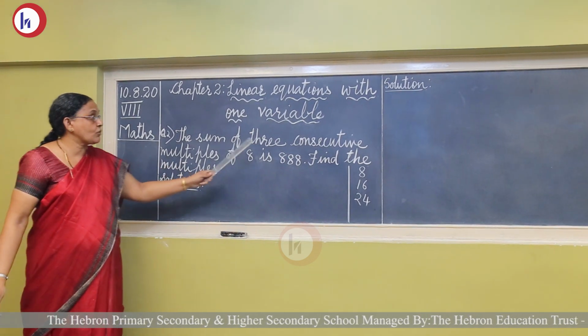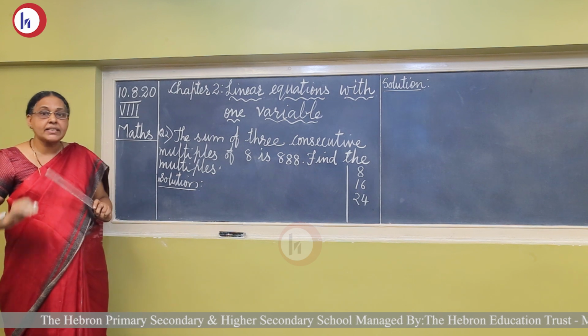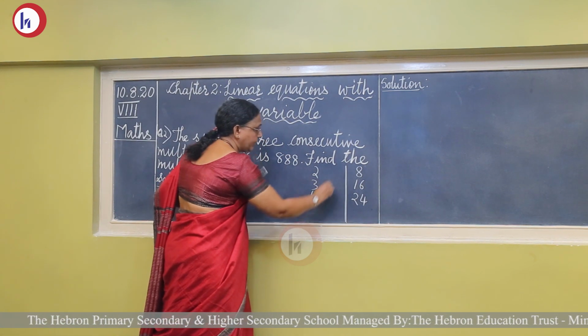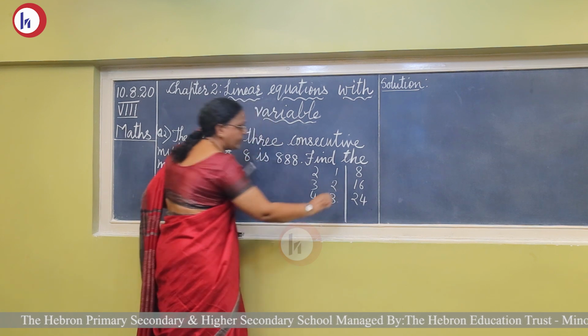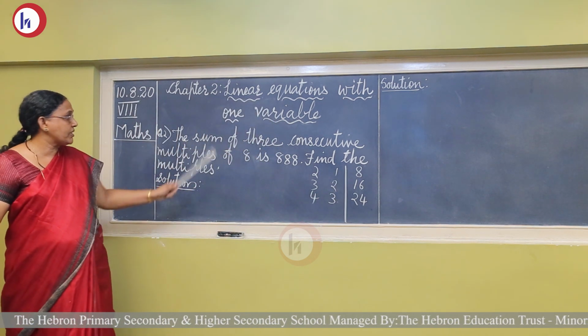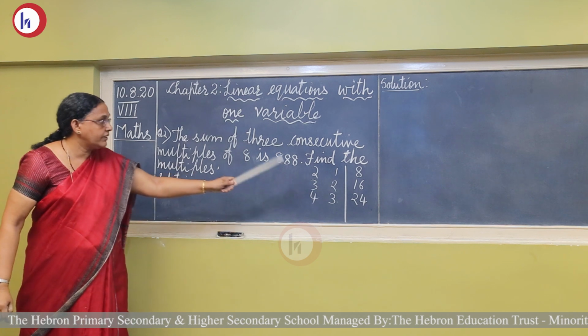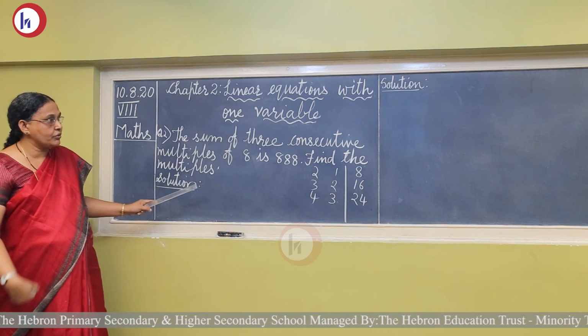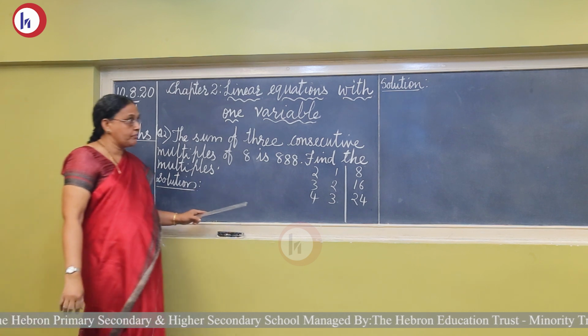And you know what consecutive is. Consecutive numbers means continuous numbers: 2, 3, 4, then 1, 2, 3. This way we can say consecutive numbers, and this way we can find the multiples. Now, since the numbers are not given, we have to assume them.